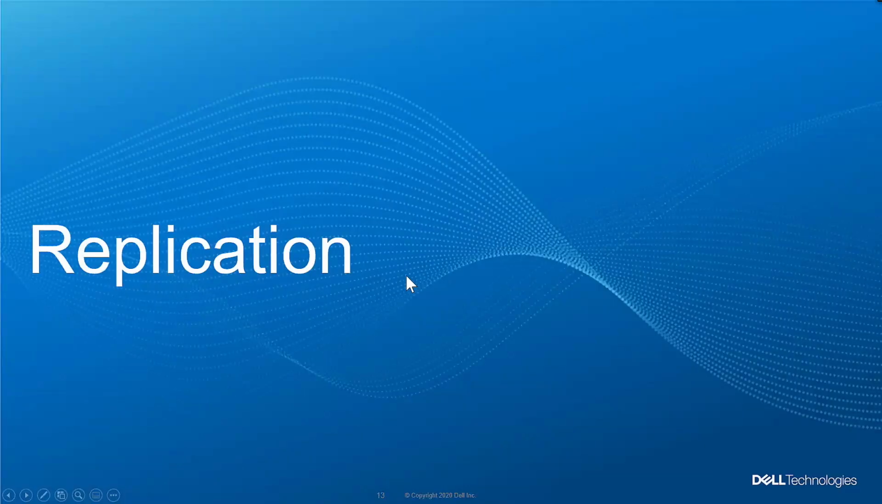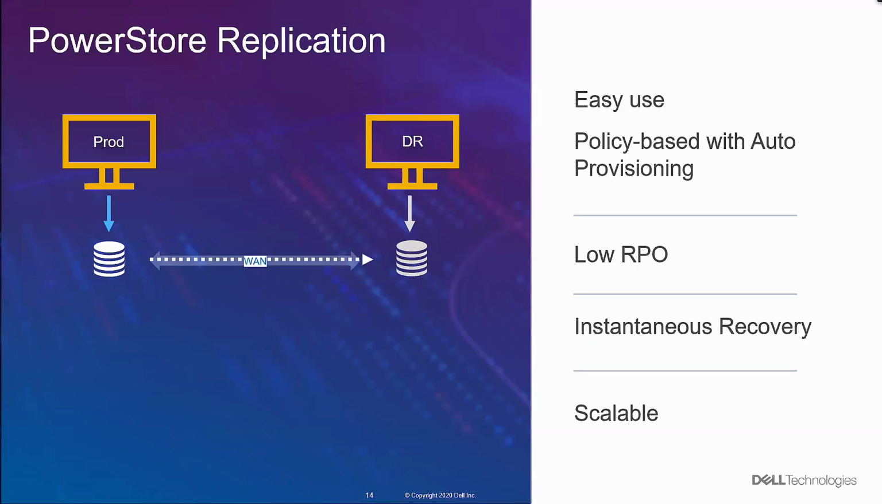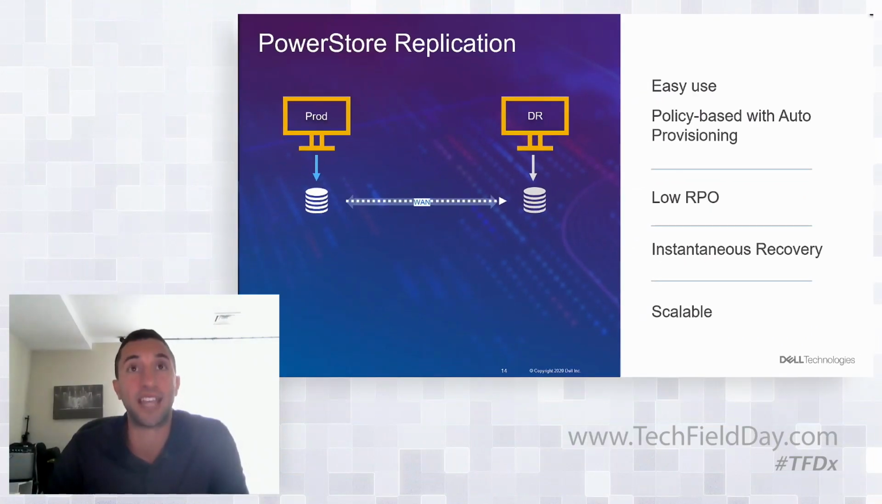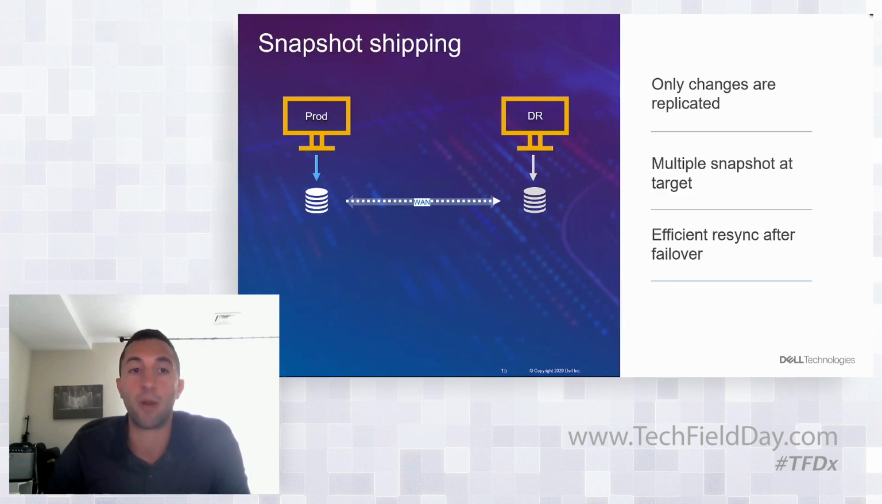Now let's talk about remote replication. As I mentioned before, PowerStore replication is very easy to use with policy-based provisioning. It supports a low RPO with instant recovery, and it's scalable. A user establishes a WAN link between a source PowerStore and a destination PowerStore, and replication begins via snapshots based on the user selected RPO.